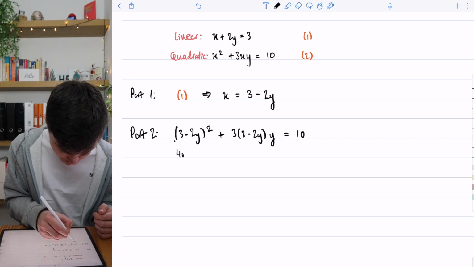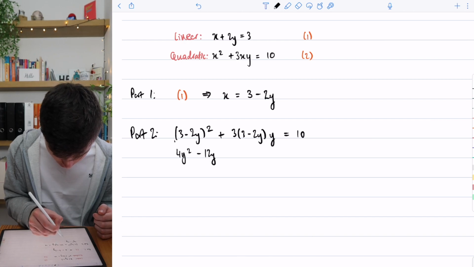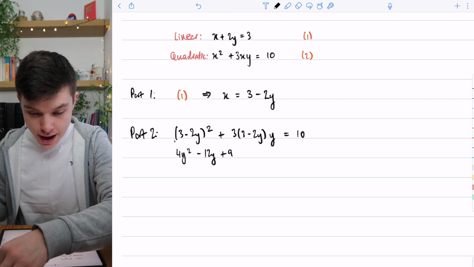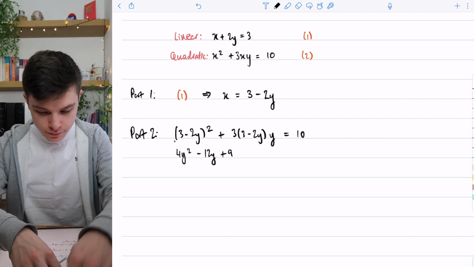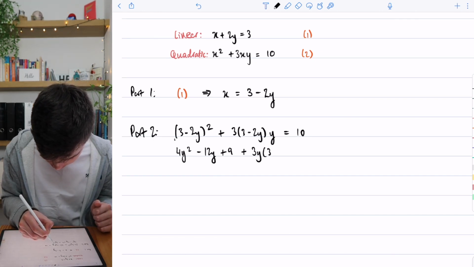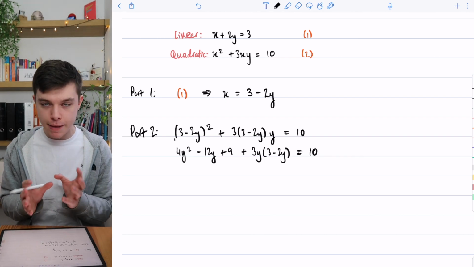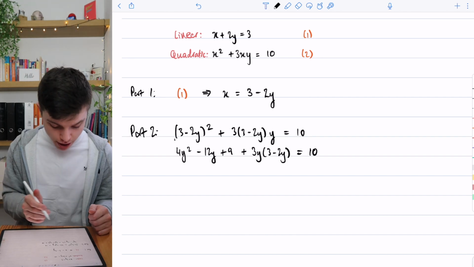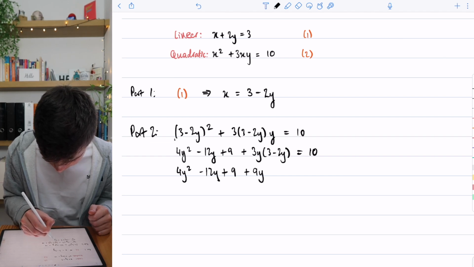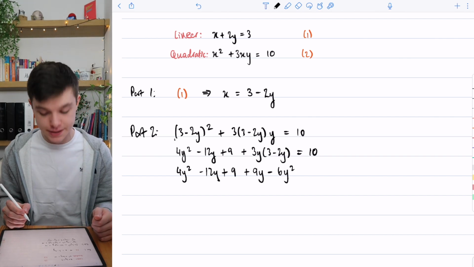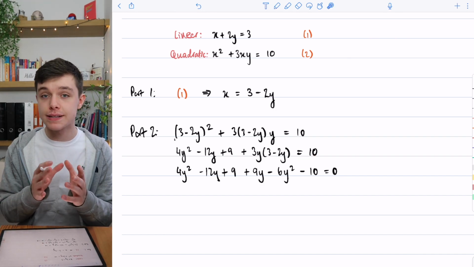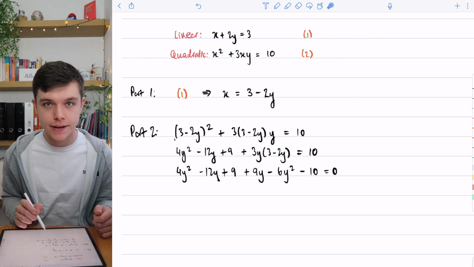Then I'm going to multiply the brackets out to give me 4y squared minus 12y plus 9. Let me just double check that I have done that correctly. Yes, I have. Then I'm going to write this as plus 3y times 3 minus 2y is equal to 10. That might make it a little bit easier for you to distribute the 3y along the brackets. So 4y squared minus 12y plus 9 plus 9y minus 6y squared. Then minus 10, so I can make that equal to 0. It could be equal to 10 here, but we want the quadratic to be equal to 0 so we can solve it. So I'm going to subtract 10 there.